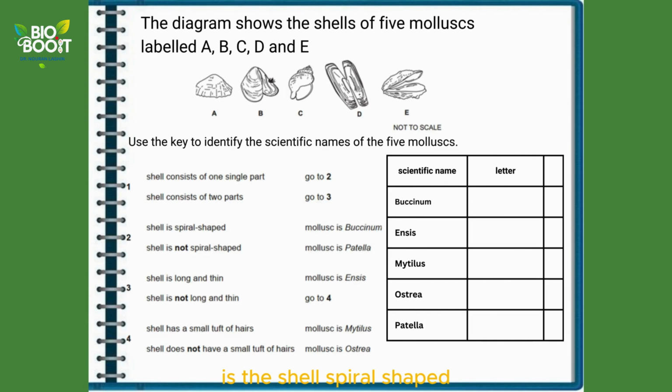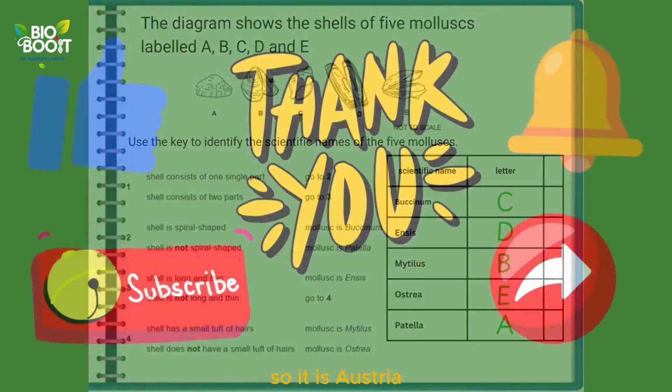Step 2. Is the shell spiral-shaped? C is very spiral-shaped, so C is Buccinum. A is not spiral-shaped, it is limpet-shaped, so it is a Patella. Step 3. Is the shell long and thin? D is long, thin, and looks like a razor clam, so D is Ensis. B and E are not long and thin, they go to step 4. Step 4. Does the shell have a small tuft of hairs? From the drawing, B has a little tuft at the hinge, so B is Mytilus. E does not have a tuft, so it is Ostrea.